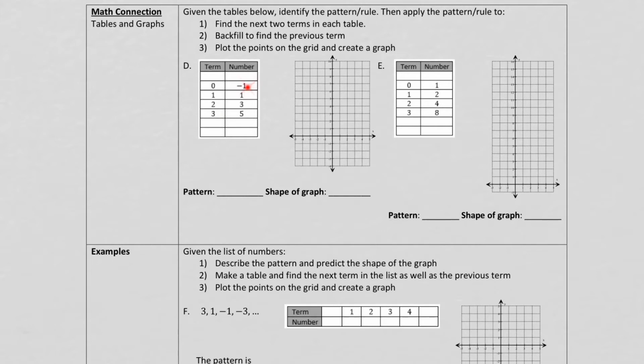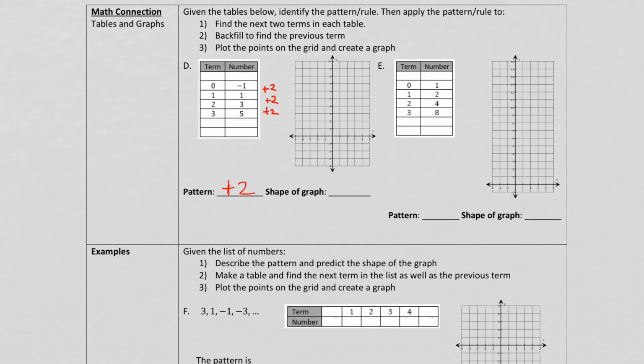Looking at from -1 to 1, 1 to 3, 3 to 5, how does it change? If you look carefully, this is going to have a +2 pattern as you go down the table, because -1 plus 2 is 1, 1 plus 2 is 3, 3 plus 2 is 5. So I'm going to recognize that this has a +2 pattern. So the pattern is +2.